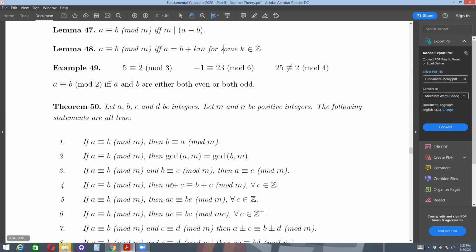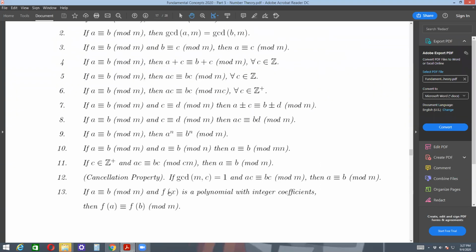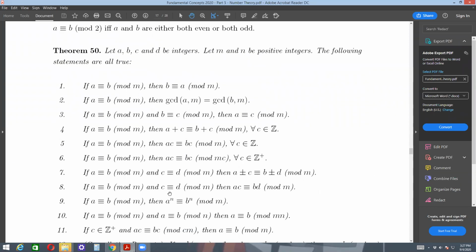Right, theorem 50 gives some statements that are true for congruences. When you're working with congruences, these are important to know. So I'll go through these in at least some detail. The first one is straightforward, right? Like I said, congruences work similar to equations. So if A is congruent to B, it's the same as saying B is congruent to A, once it's the same modulo, same mod M.